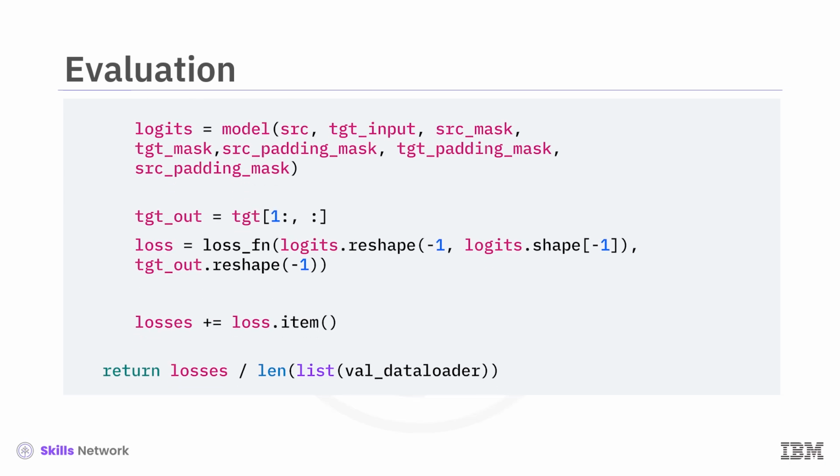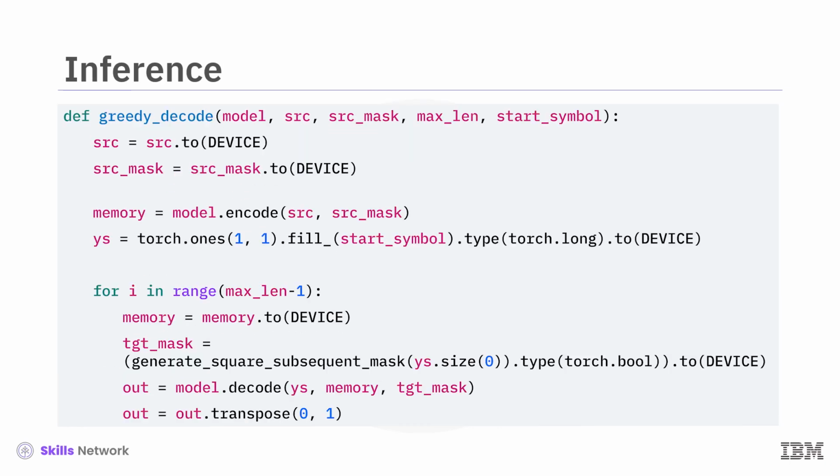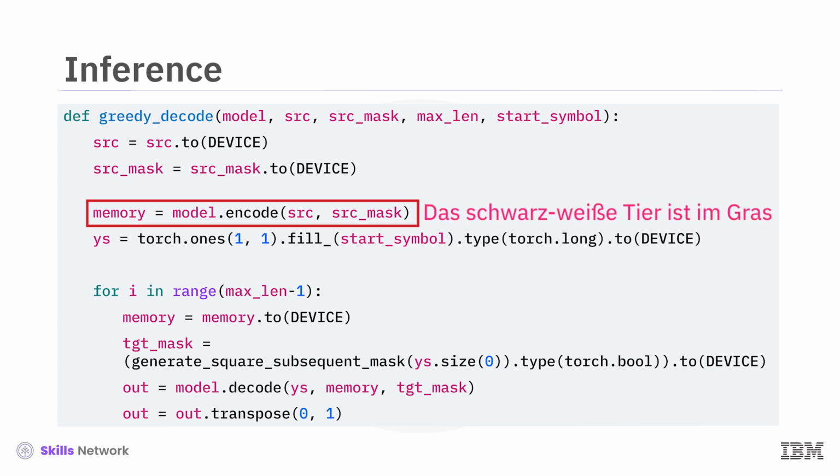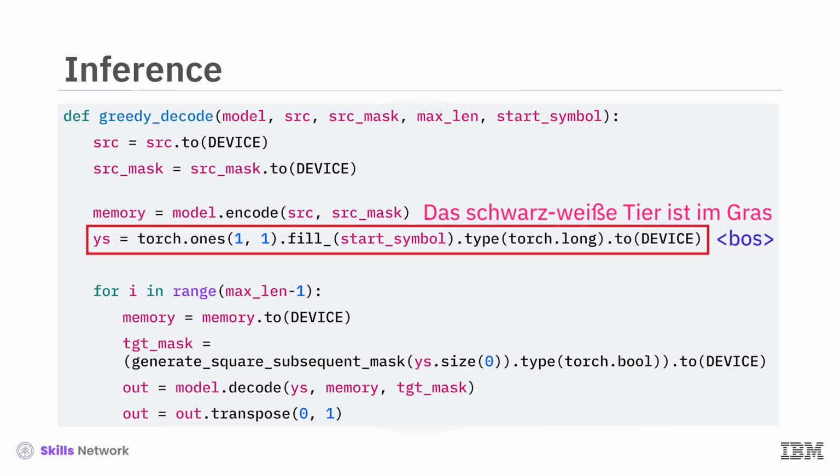The decoding process or inference begins by preparing the inputs. You'll start by constructing the memory tensor, which is derived by passing the source input and its corresponding mask through the model.encode function. Here, the German source text is encoded, as illustrated. Next, initialize a tensor named ys, setting its dimensions to 1, 1, and filling it with the start symbol. This symbol serves as the initial token for the decoding process.